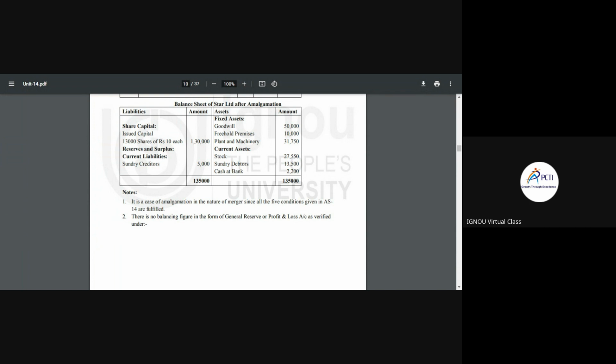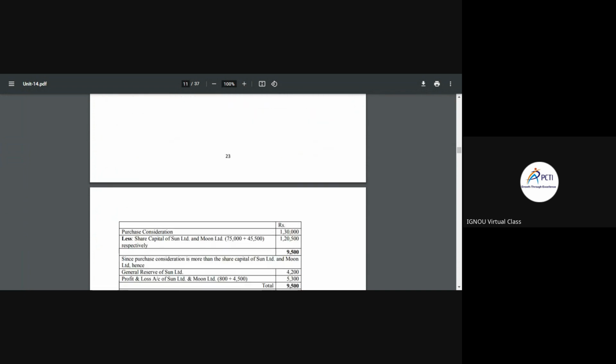The total of both sides will be 1,35,000. They give us a note that in the case of amalgamation in the nature of merger, since all the five conditions given in Accounting Standard 14 are fulfilled, there is no balancing figure in the form of general reserve or profit and loss account, as verified under.